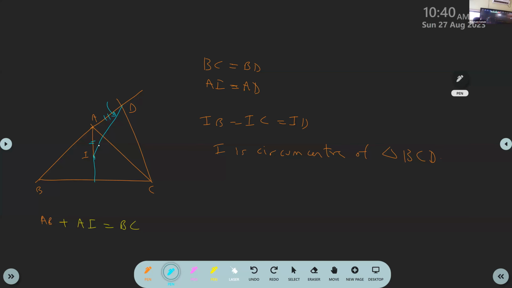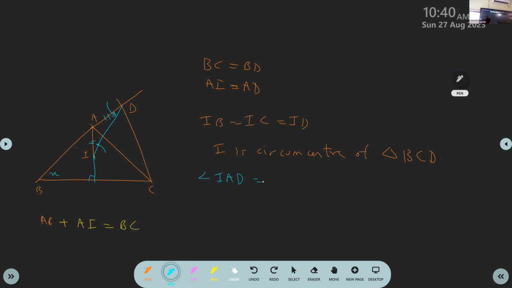So everything can be characterized in terms of a single unknown variable. Let us say we call this angle ABC as x. Then can we find everything else in terms of x? So for example, how much is angle IAD? This is 90.